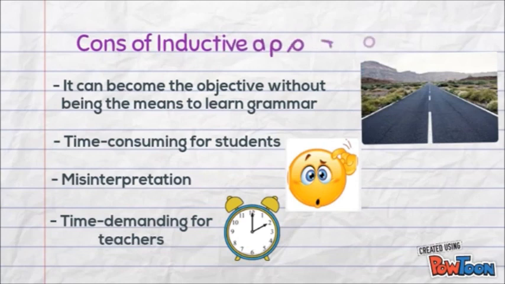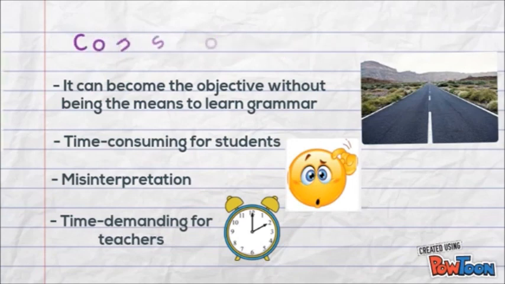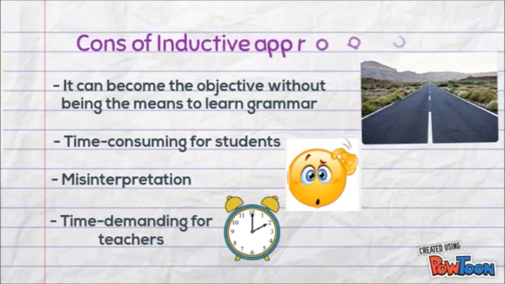Misinterpretation, because sometimes we overgeneralize the rule, and sometimes those rules do not work the way we believe. And it's time demanding for teachers because the process becomes slow. I mean, as it is not explained, the teacher has to wait until the learners discover the rule. So it's time consuming for the teachers as well.